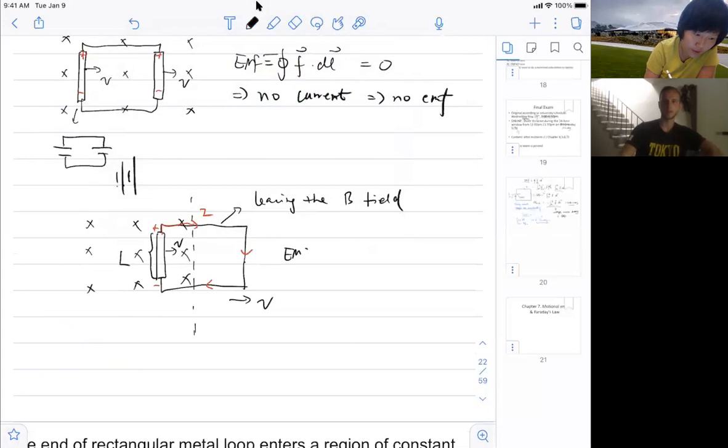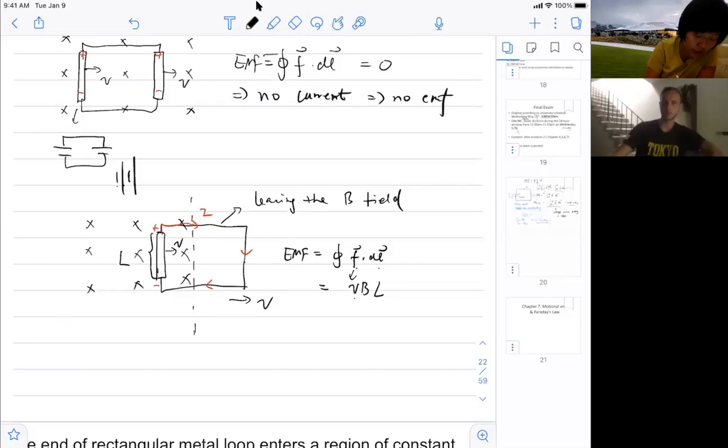The EMF is the integral of F dot dL. F is V cross B. So V cross B dot dL, V and B are perpendicular, so this just becomes V times B. And the entire length that we are integrating over is the length of this metal bar, which is L. So the EMF is V times B times L. This is something from intro physics you probably still recall, right? BLV is the motional EMF generated inside the magnetic field if you're moving perpendicular to the B field. Okay, so this is V times B times L.